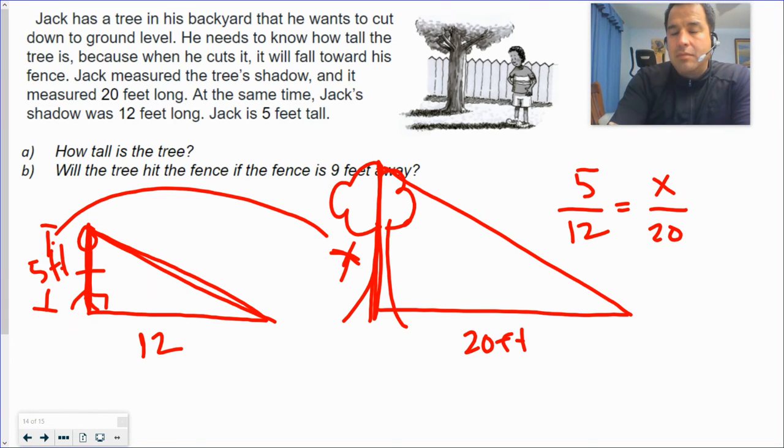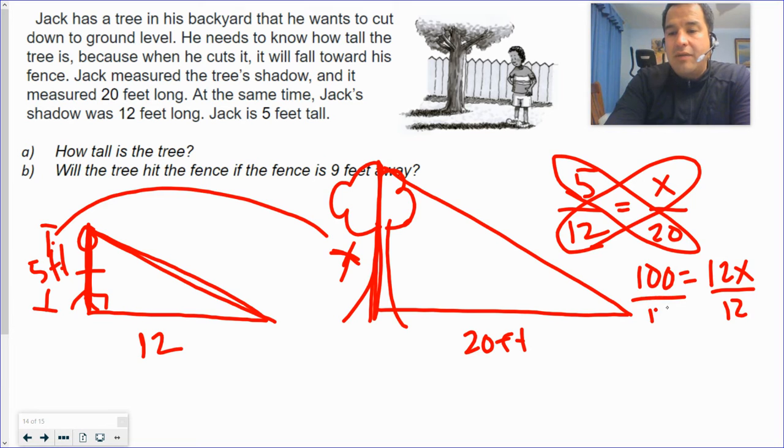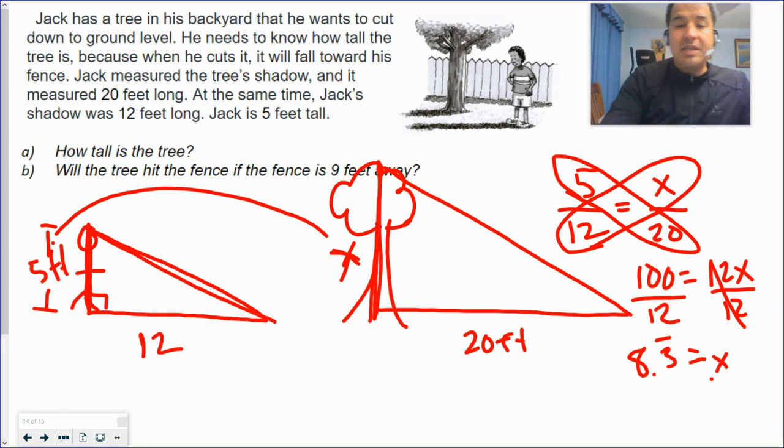So let's see. If I do this right here, and I say, okay, well, these two are congruent to these two. So 5 times 20 is equal to 12 times x. 5 times 20 is 100. 12 times x is 12x. I divide by 12, and I get 100 divided by 12. What's 100 divided by 12? 8.3 with the bar notation repeating equals x. That means the tree is 8.3 repeating feet tall.